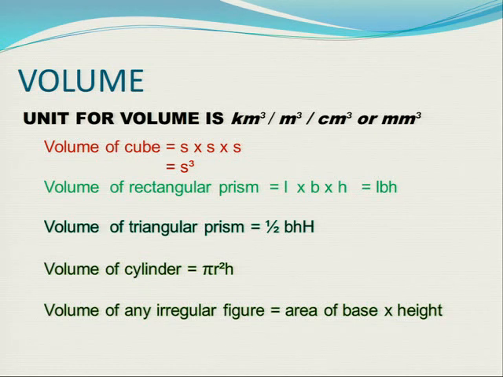Remember the matchbox? This was a rectangular prism. The volume of a triangular prism, that was the Toblerone chocolate, is half base times height times the big height. I'll discuss that later. And then the volume of a cylinder, like a can of Coke, is pi radius squared times height. And then the volume of any irregular figure: you get the area of the base times the height.